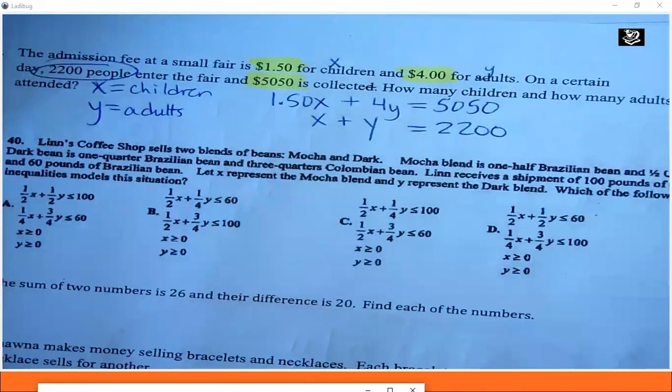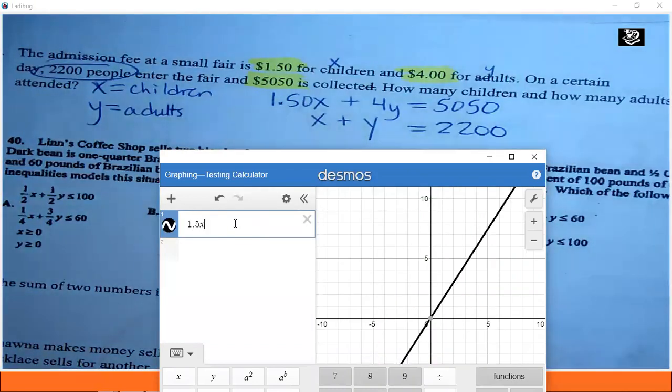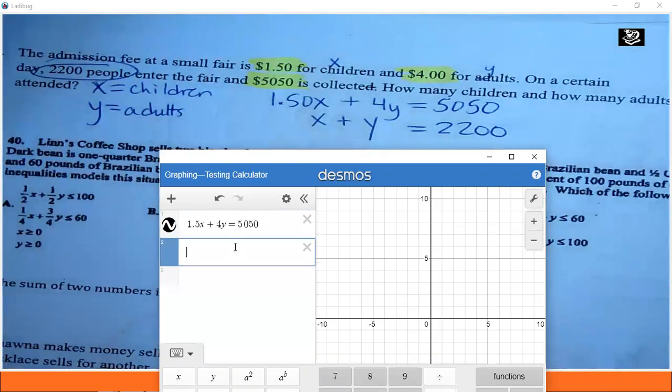All right, please put this one in Desmos, everybody. Please type this one in. Everybody should be typing it in. 1.5x plus 4y equals 5,050. X plus y equals 2,200.